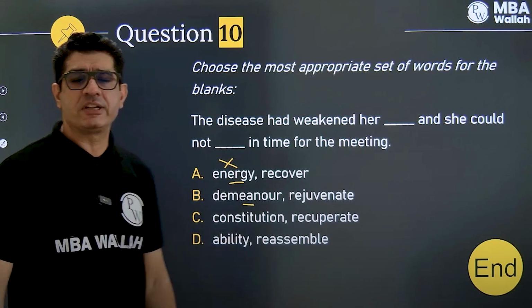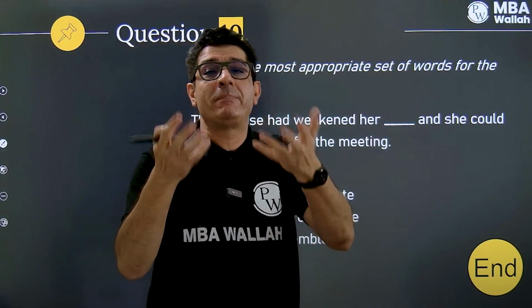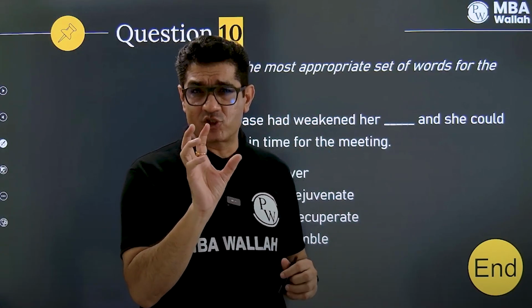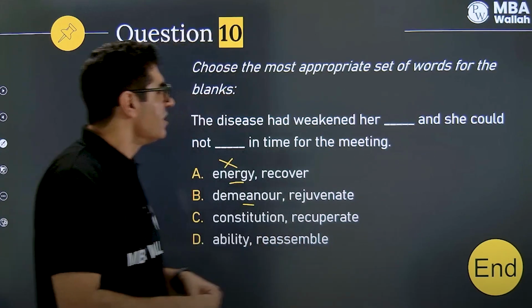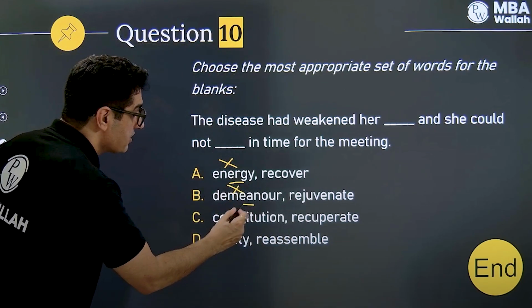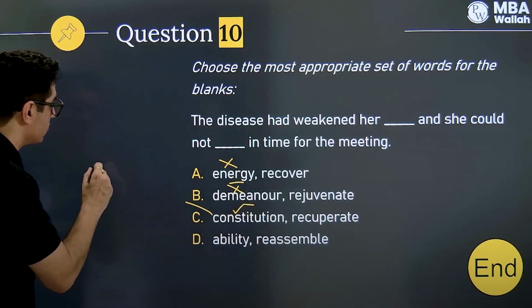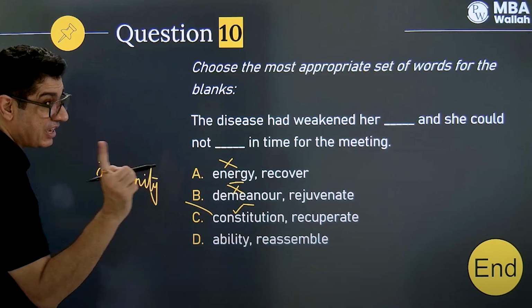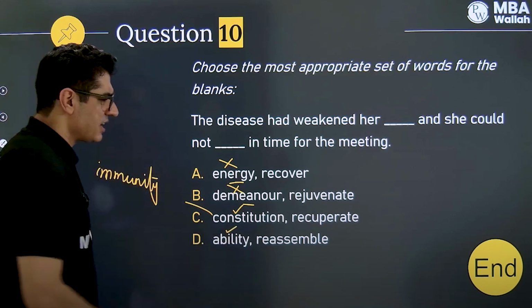Can you weaken somebody's demeanor? Demeanor is how you appear to others. So some people have a friendly demeanor. Somebody has a strict demeanor. No, that's appearance. So you cannot weaken somebody's appearance. But you can weaken people's constitution, because one of the meanings of constitution is a person's immunity. That can be weakened. Abilities can also be weakened.